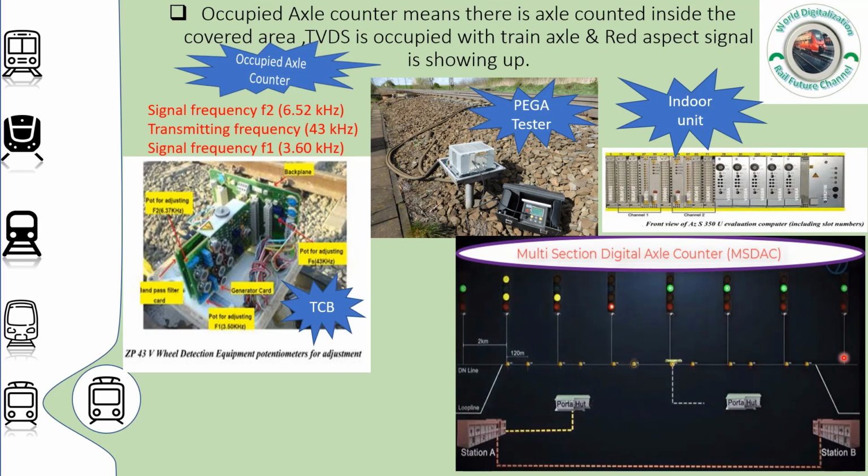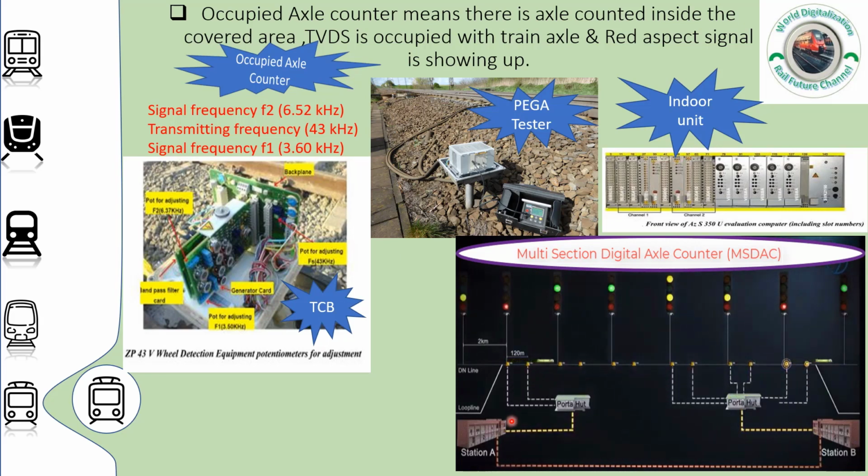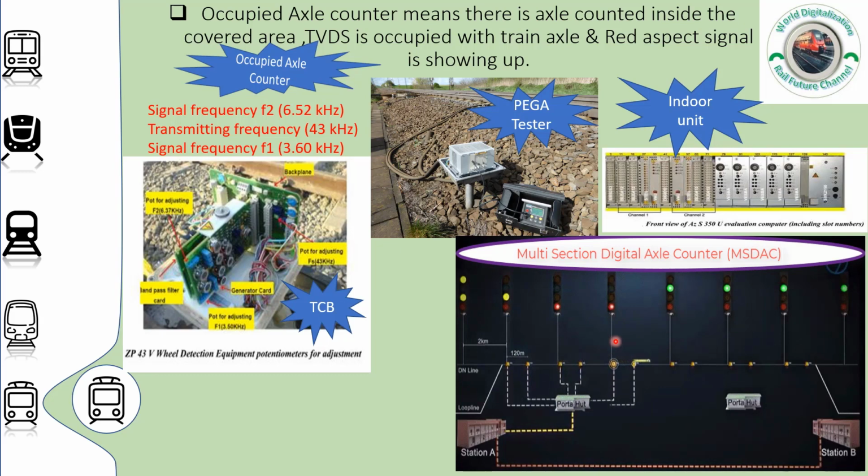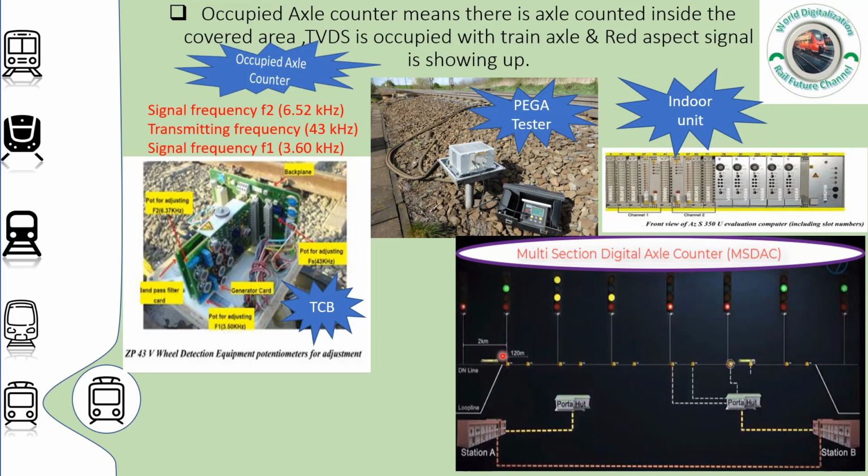We have a short animation video for the multi-section digital axle counter, MSDAC. So as illustrated here, when the train comes we have a red light after passing over the axle counter, then a red light for the other signal. After that it's coming clear, it switches to a green light for the other train coming or following the first one.